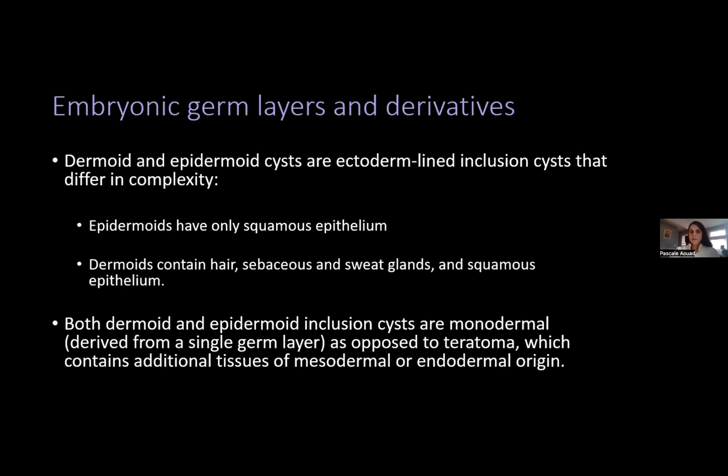So let's start first with some embryologic etiology for the development of these cysts. Dermoid and epidermoid cysts are both ectoderm-lined inclusion cysts. They differ by complexity, however. The epidermoids have only squamous epithelium. Dermoids contain hair, sebaceous and sweat glands, as well as squamous epithelium. They are both inclusion cysts that are monodermal. That means they are derived from a single germ layer, as opposed to teratoma, which can have additional tissues of mesodermal or endodermal etiology.